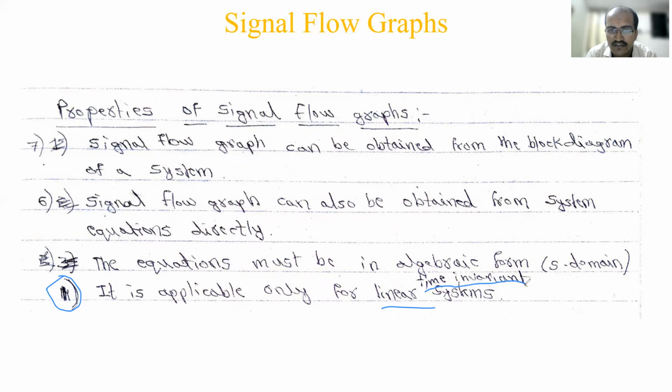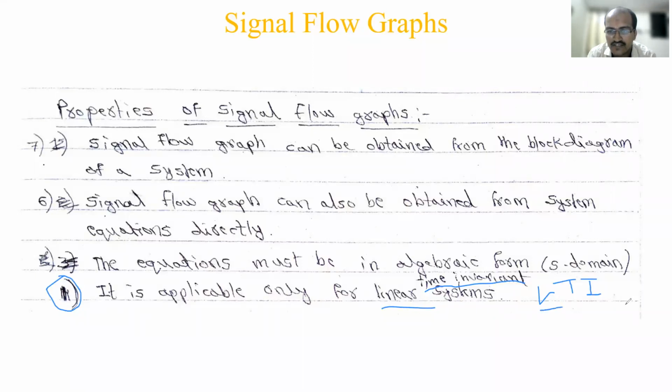We have learned in the very first, second class, the classification of control systems: what is linear, non-linear, what is a time varying system and a time invariant system. So it is applicable only to linear time invariant systems. If you take a non-linear or time varying system and apply Mason gain formula, it does not give you the actual result.